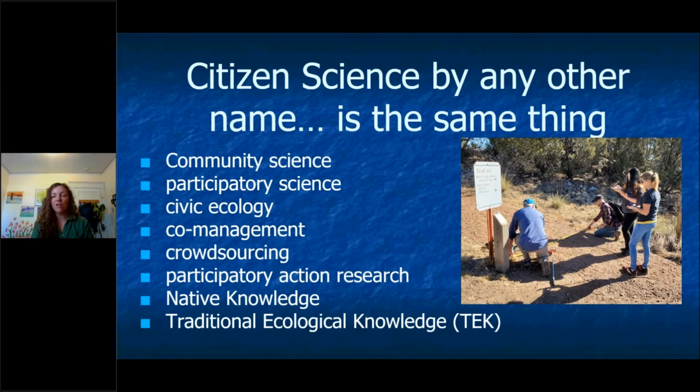They compile abiotic measurements, like about climate, and then there are also the biotic measurements about what's going on with the plants and animals. And so this is citizen science, and it has had a long, rich history, and it wasn't really even called citizen science until a couple of decades ago, but these terms, community science, participatory science, civic ecology, co-management, crowdsourcing, participatory action research, native knowledge, and traditional ecological knowledge are examples of things that you might hear, you might read about, they might be happening in your community, and they all fit under this umbrella.